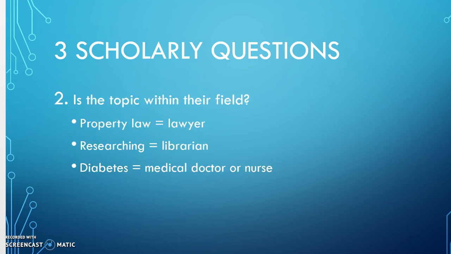Second, is the topic within their field? It should be. For example, as a librarian, I have a master's in information science, which means I'm an expert in researching, organizing information, the information process, etc. But if I write about property law, I'm no longer an expert. It's not within my field. A lawyer would be an expert in property law.